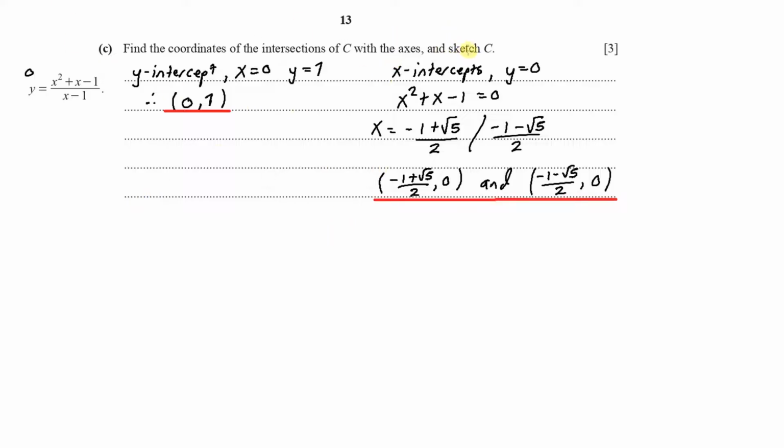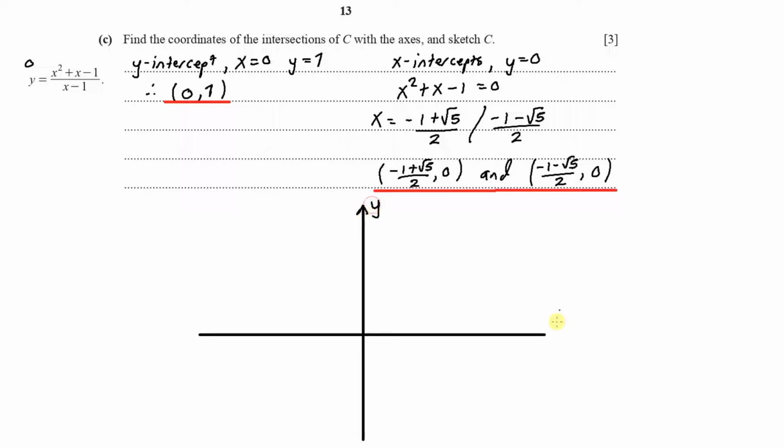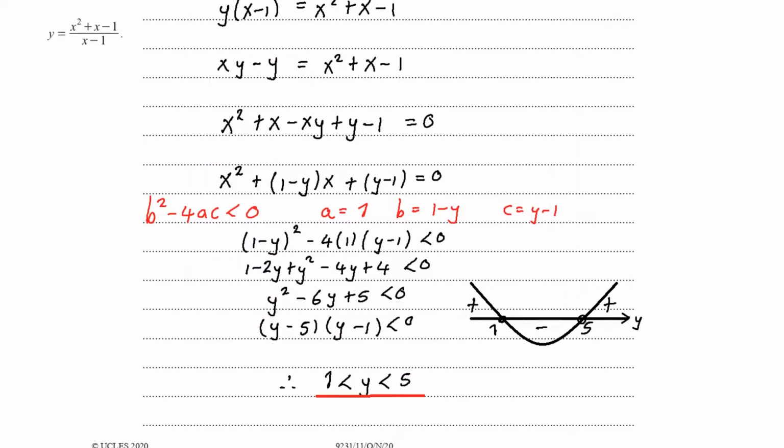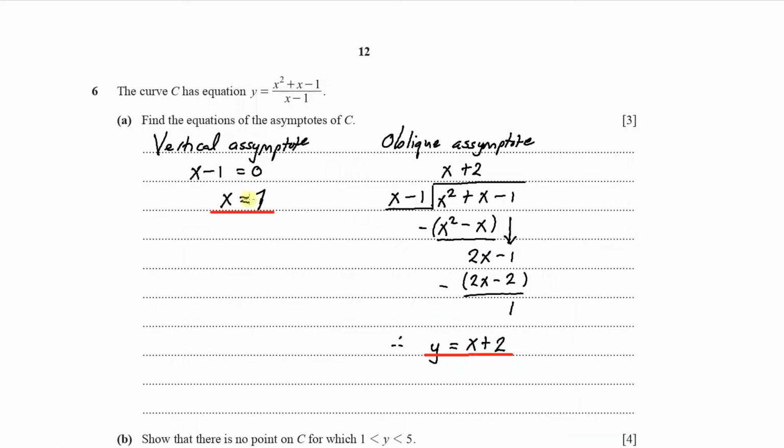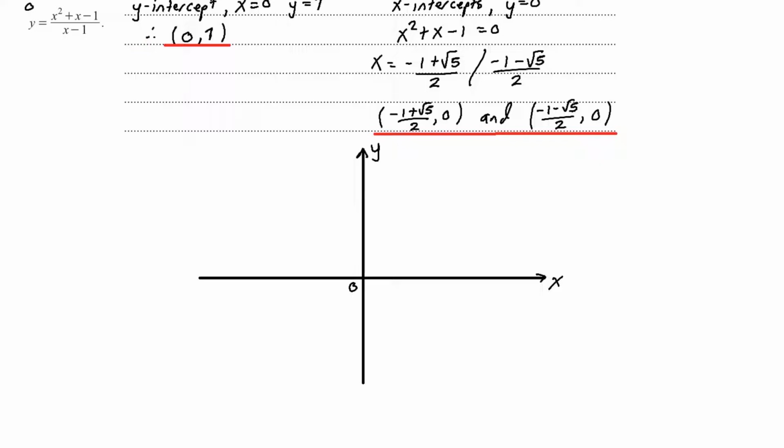Now they also say sketch C. So we now want to make a sketch of the curve. I'll have the two axes, with the y-axis here, the x-axis here and the origin here. I'll start with the asymptotes. We have a vertical asymptote of x is equal to 1 and an oblique asymptote of y is equal to x plus 2. So let's make use of that. Let's start with x is equal to 1, that's the vertical asymptote.